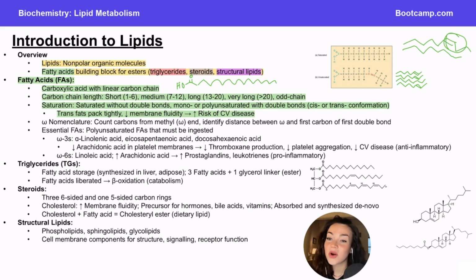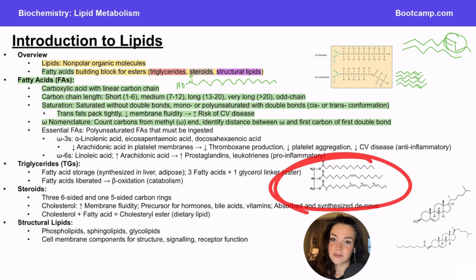But we have even more fatty acid nomenclature to cover, and that is the omega nomenclature. Omega nomenclature applies to unsaturated fatty acids, so fatty acids that have a double bond in them. What you're going to do is count the carbons from the methyl end. They call it the omega end. That's the end farthest away from the carboxylic acid. Then you're going to count the distance between that omega end and the first carbon of the first double bond you encounter. So let's zoom in down here for a bit of an example.